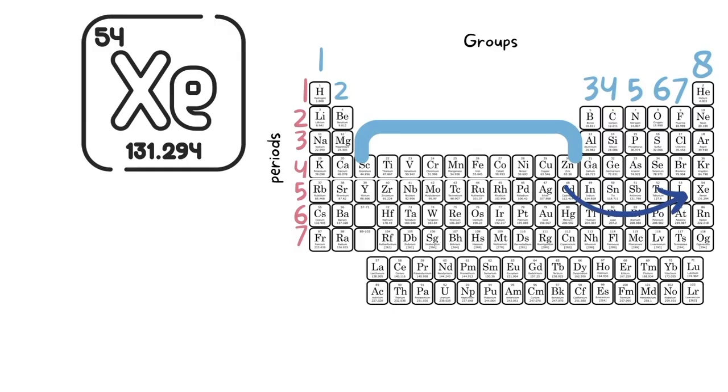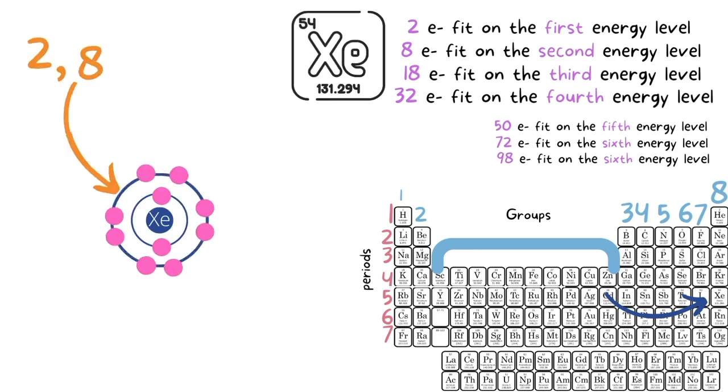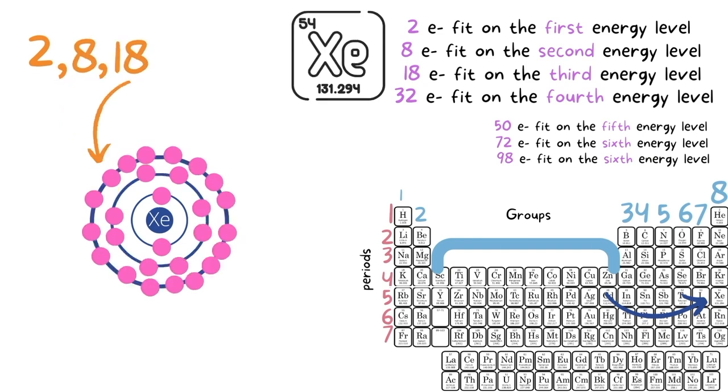So one last example using xenon. Xenon is in period 5, row 8, and has 54 electrons. First shell, we fill up with 2 electrons. Second, we fill up with 8 electrons. Third, we fill up with 18 electrons. Now the fourth, we technically have a capacity of 32.